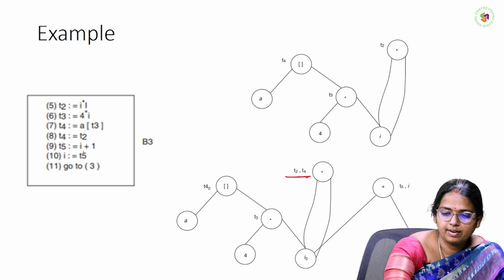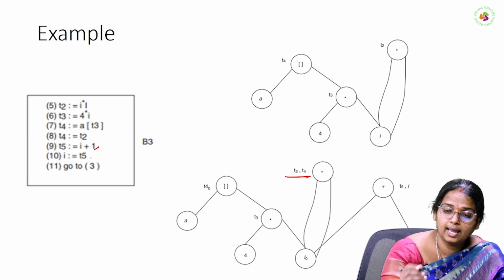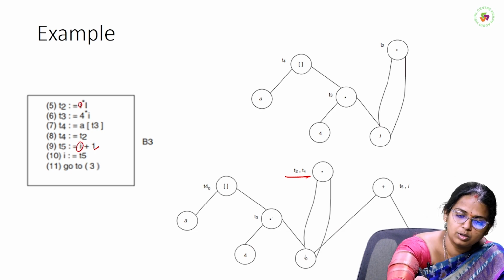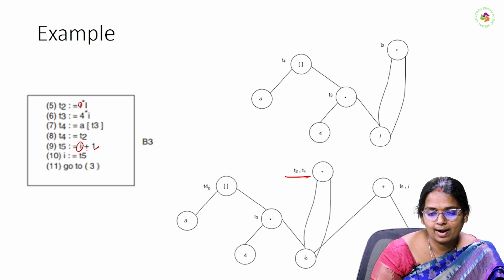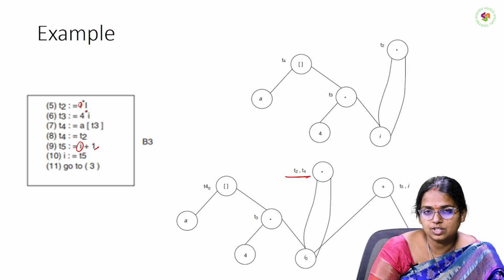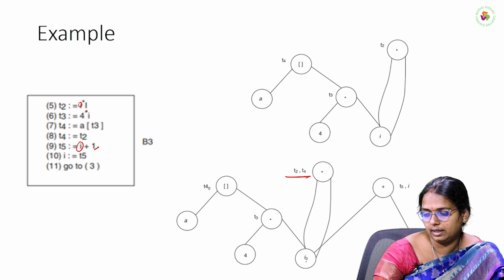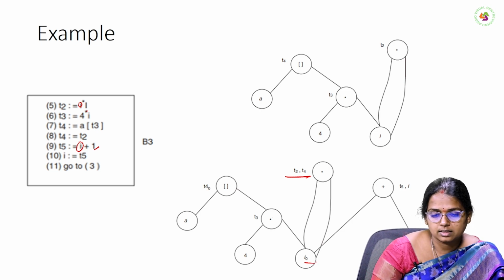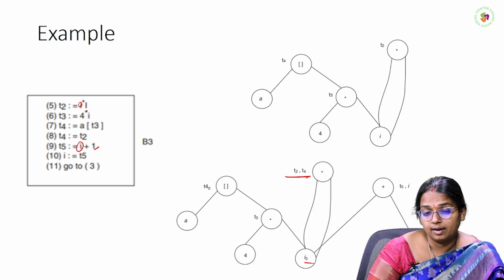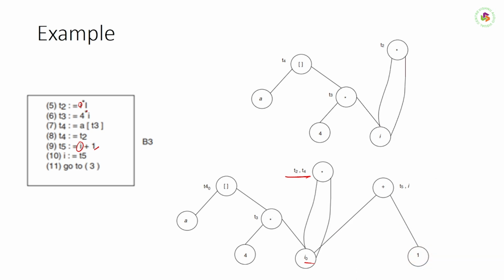Next, T5 is equal to I plus 1. Again, I is already available before that, from I into I. If it is available like this, the previous one which was visited we make as I naught. So it is I naught. Next, I is equal to T5. T5 is what? I plus 1. First of all, I plus 1 should be done, then it is named T5. Then that one we equate to I. After that, we'll go to step 3.